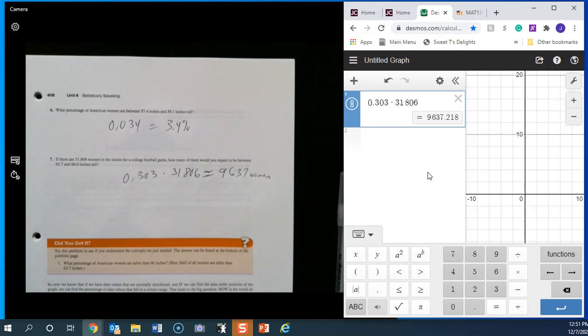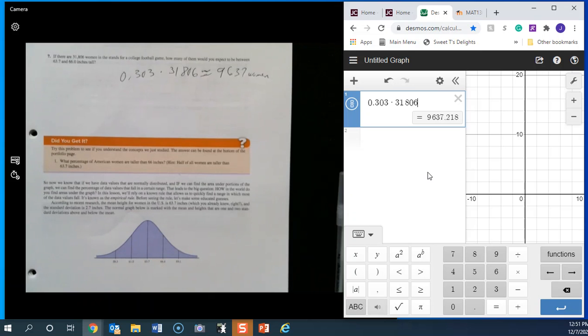Now, we come down to the bottom here. It says, according to recent research, the mean height for women in the U.S. is 63.7 inches, which you already knew, right? And the standard deviation is 2.7 inches. The normal graph below is marked with the mean and heights that are 1 and 2 standard deviations above and below the mean. Now listen.